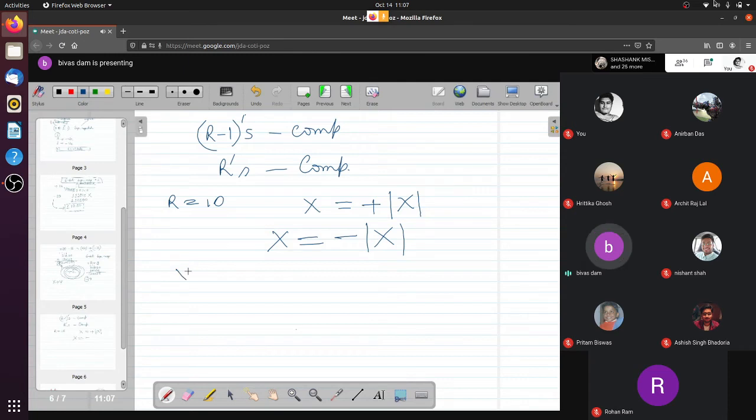So let x be equal to 238. Yeah, positive. Okay, so that means I am coming into this category. Yes, sir. Fine. In case x is positive, that is plus 238, first I am going for the R minus 1 complement, that means the 9's complement representation.